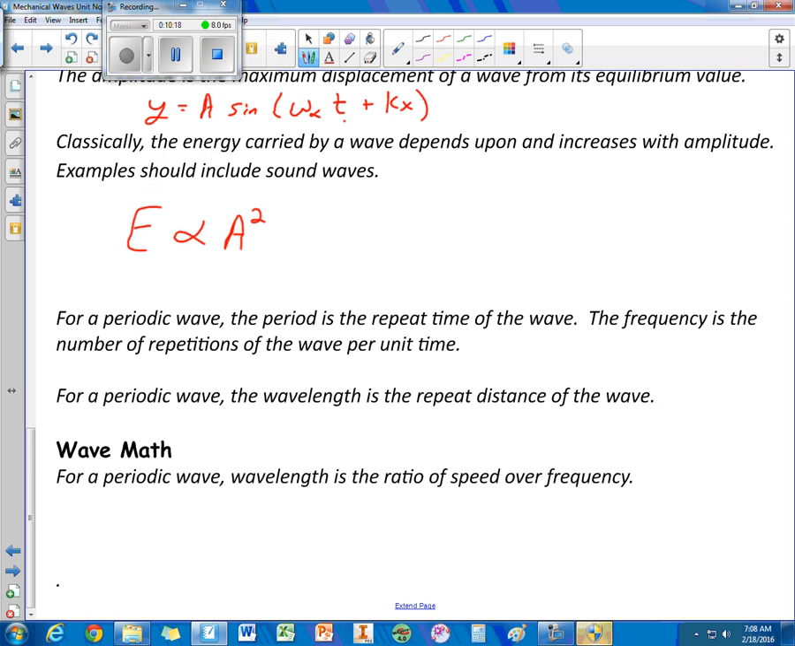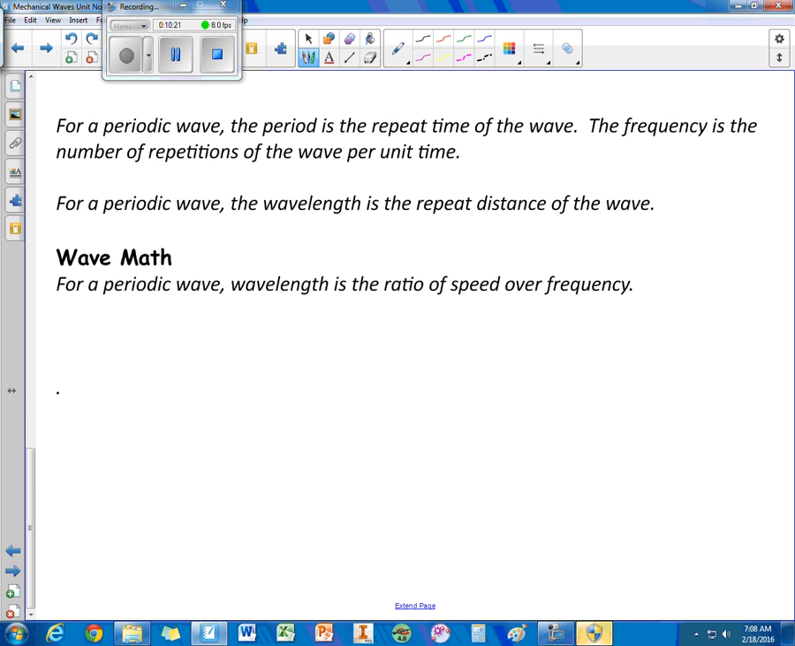So for periodic waves, the period is the repeat time of the wave. So basically, the amount of time it takes for one complete wavelength to pass a point, that would be period. Frequency is how many repetitions or how many oscillations per second. Period is measured in seconds. Frequency is measured in hertz, where hertz is an inverse second, or 1 per second. For the periodic wave, wavelength is the repeat distance, or a complete oscillation.